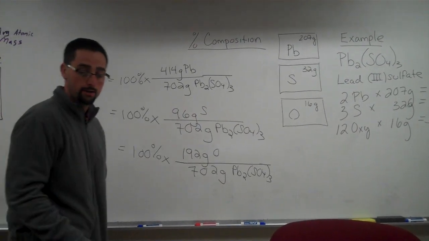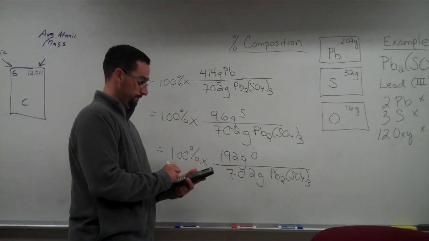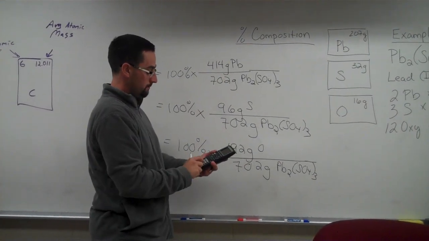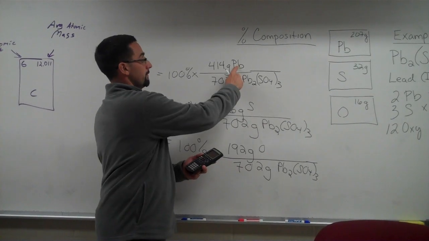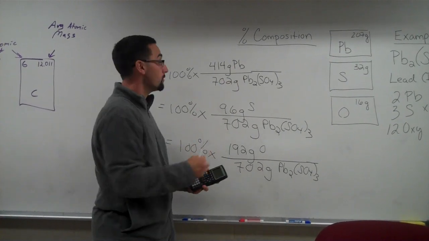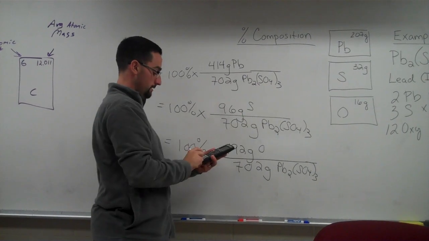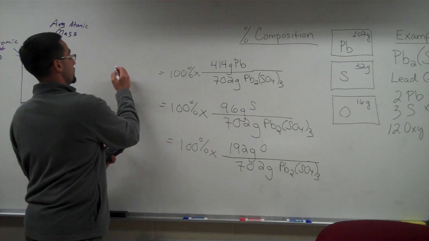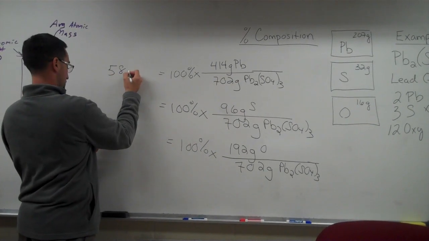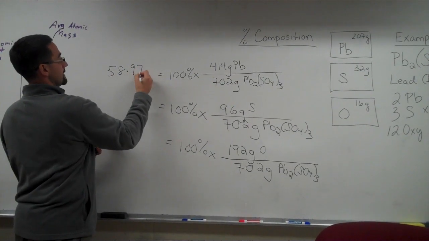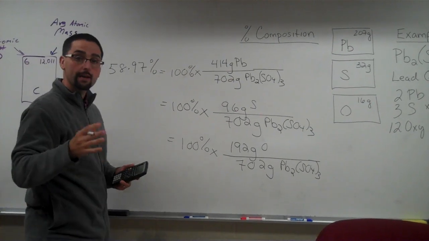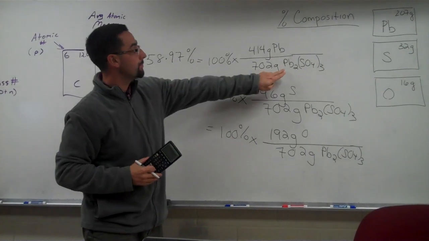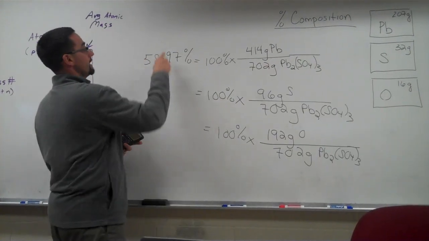Okay, let's get our percentages. If we divide this, plug in these numbers, 414 grams of lead divided by the total molar mass of lead 3 sulfate, 702, multiply that by 100, we roughly get 58.97%. So what that tells us is that 59% roughly of lead 3 sulfate is composed of lead.